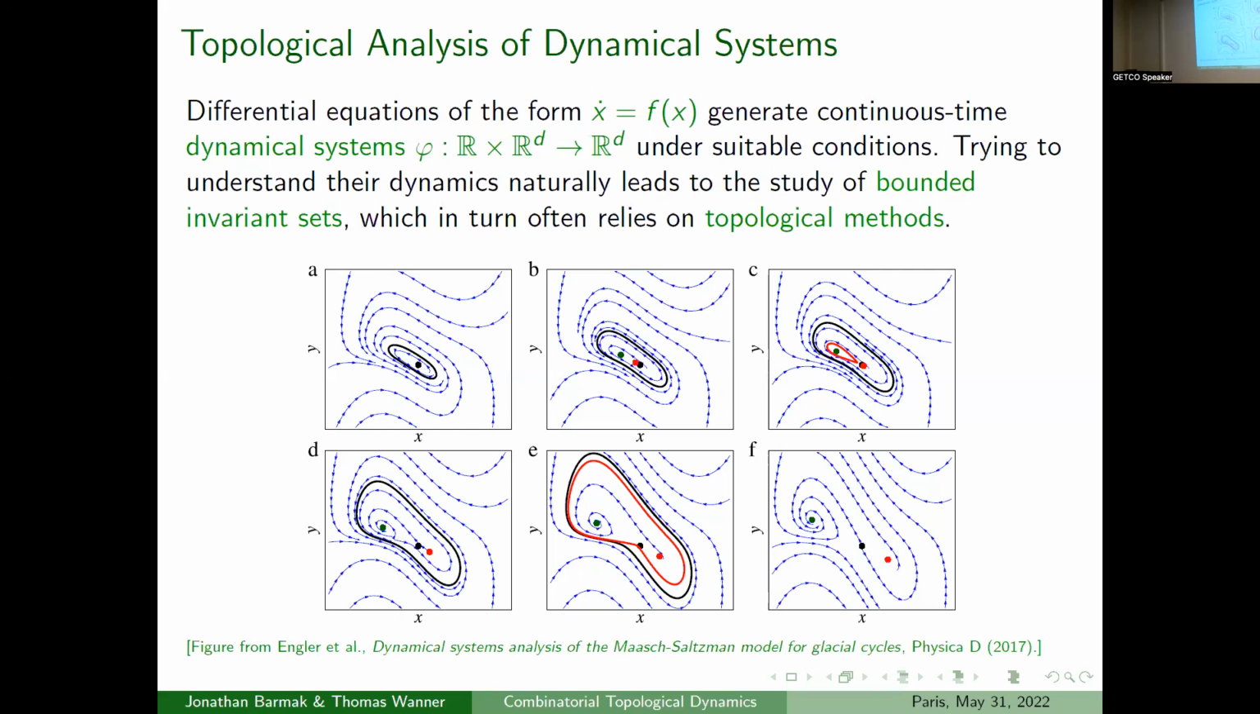There are special kinds of solutions, constant solutions or equilibrium points. They correspond to zeros on the right-hand side. There might also be periodic solutions, and then there might be complicated dynamics that somehow makes transitions from one of these sets to the other. Our particular focus is going to be on using topological methods to analyze these kinds of differential equations.